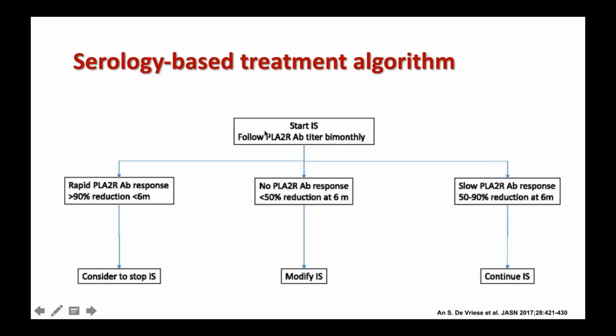Once you have started immunosuppressive treatment, the recommendation from this group is to follow the antibody titer bi-monthly. But here, according to the experience that Dr. Ramachandran and others have had at PGI, it is recommended to monitor the titers every month. If the antibody response shows greater than 90% reduction in less than 6 months, you should stop immunosuppressive therapy. If there is no response and there is less than 50% reduction, maybe modify immunosuppressive therapy and continue for longer. But if there is even lower reduction, continue the immunosuppressive therapy for longer.